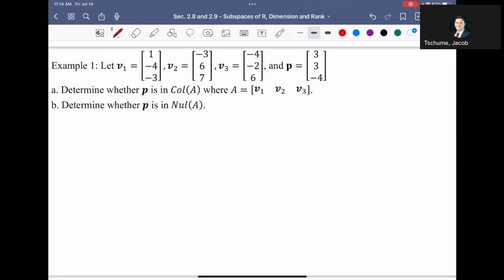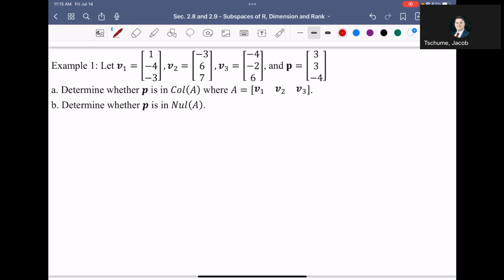So like I said, I was reading out the vectors we have here, and what I want to show you is not so much how to find the column and null space just yet. We'll get into that. But how do you verify if one particular vector exists in either one of those? So on part A, it says determine whether P is in the column space of A, where A is the matrix defined as the columns V1, V2, and V3.